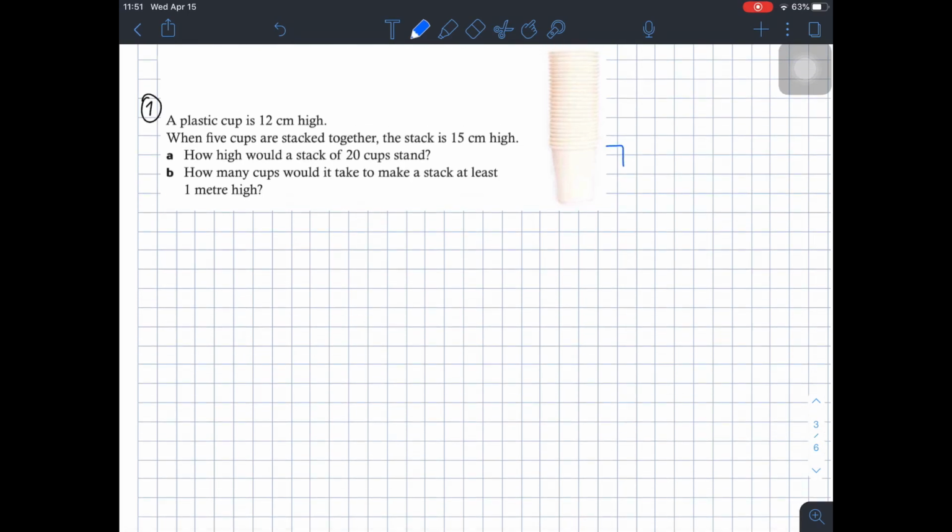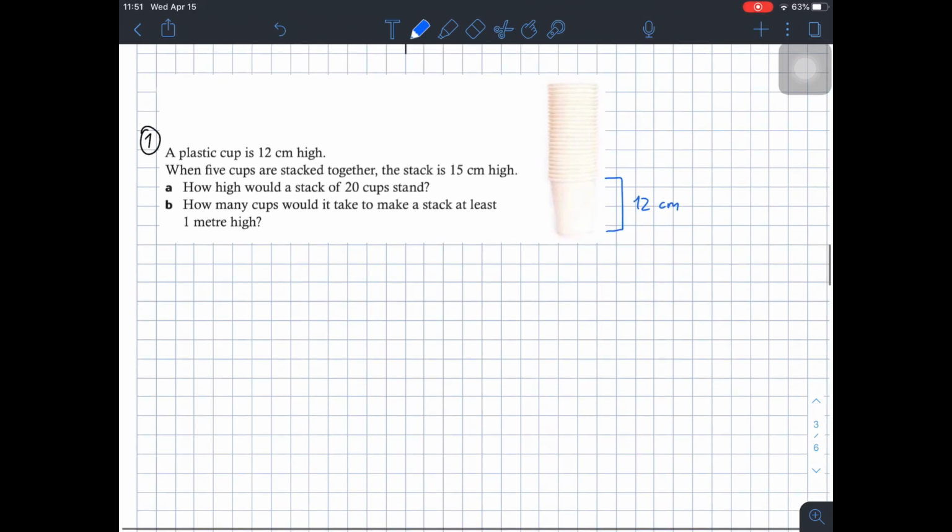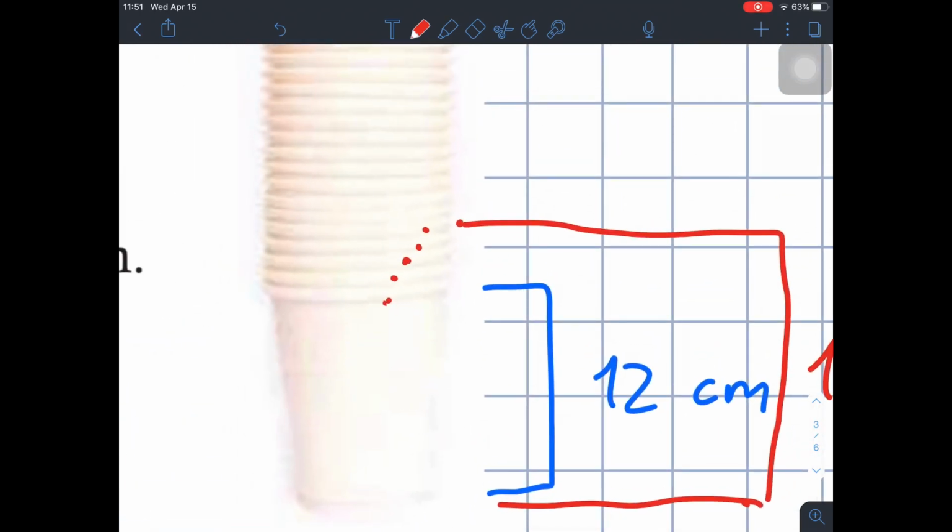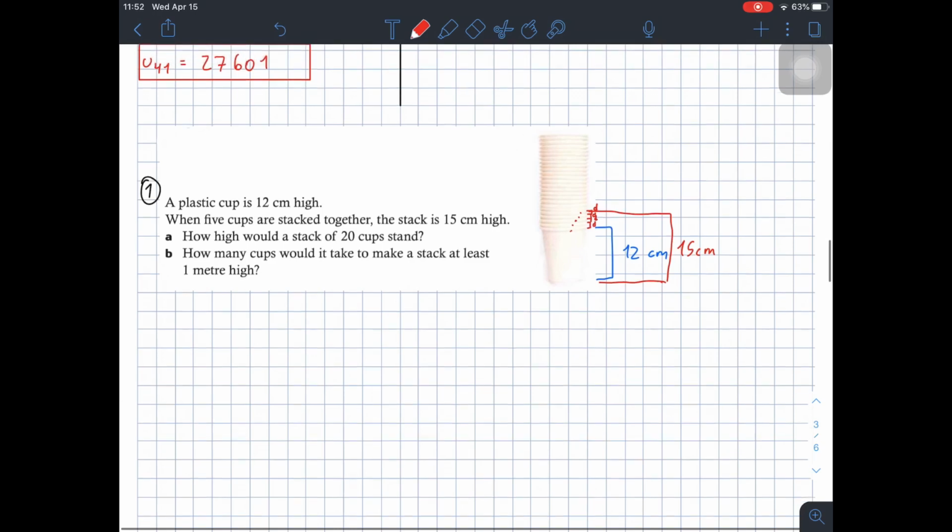So we know that the first cup, this one over here, measures 12 centimeters, right? Then, when 5 cups are stacked together, the stack is 15 centimeters high. Let's see if I can identify 5. This is first, second, third, fourth, fifth. So this height is 15 centimeters, right? So, without knowing sequences, I could say that there's a common difference here, right? When I stack the cups, let me zoom in here. When I stack the cups, I get a little height from each, right? D, and so on.